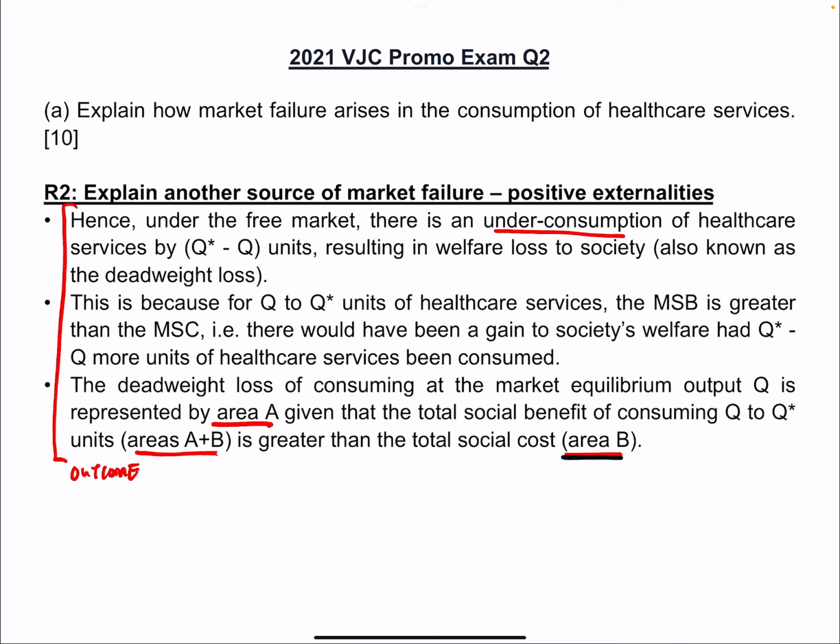Okay, so that's here. So again, diagram, lines. So this one you must be very explicit about the third party, who and how he is impacted. Okay, then points: self-interested, MSB equals MSC, and outcome: underconsumption and deadweight loss, A versus A plus B.